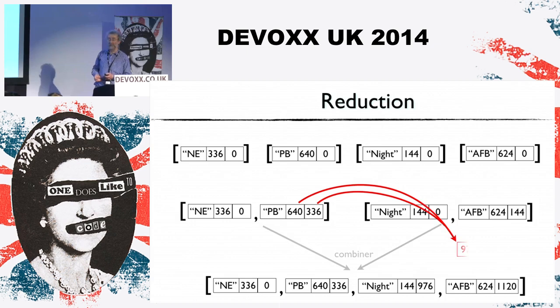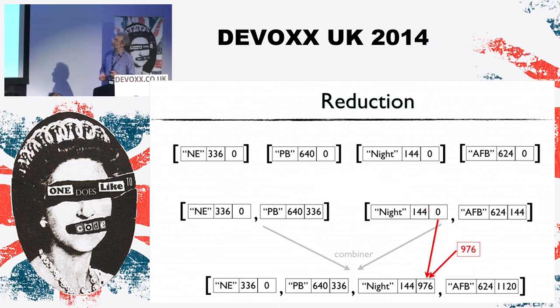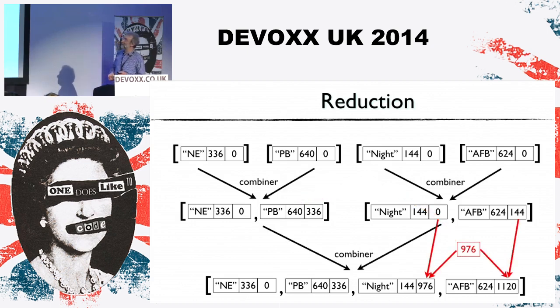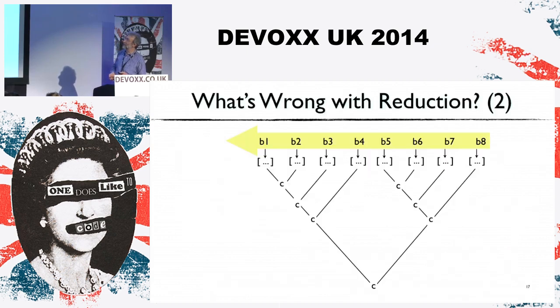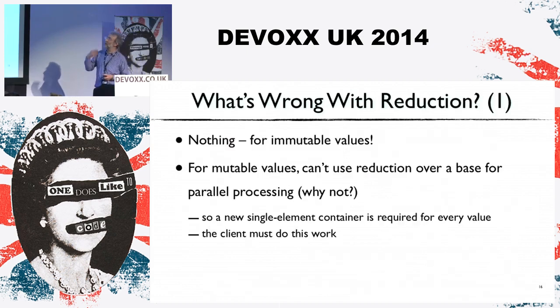Do you know why not? So why can't we use reduction over a base for parallel processing? Anybody know? I fell into this trap. I actually wrote an extended example that did exactly this, and they said, no, you can't do that. And then I looked at it and I thought, it's really not working.